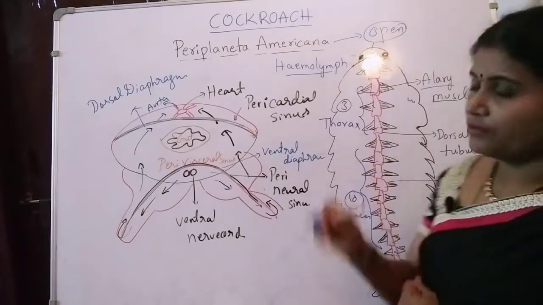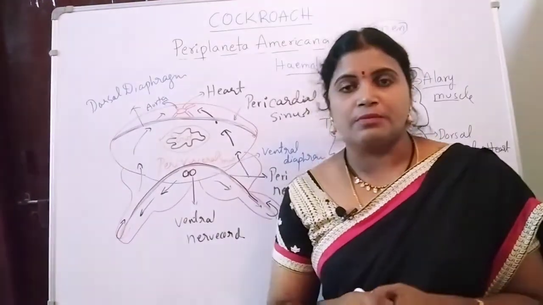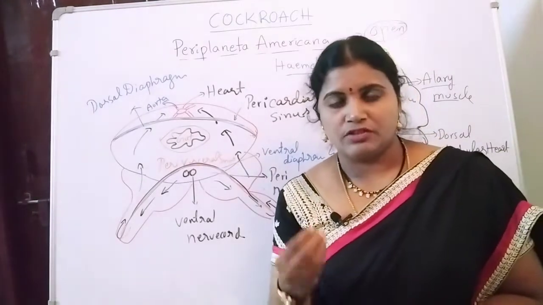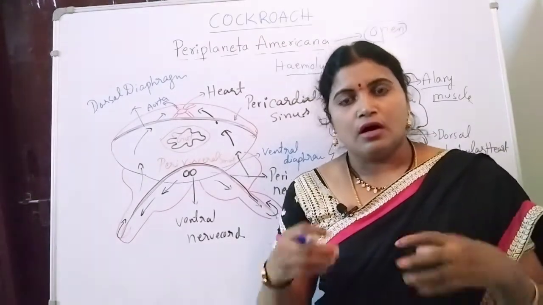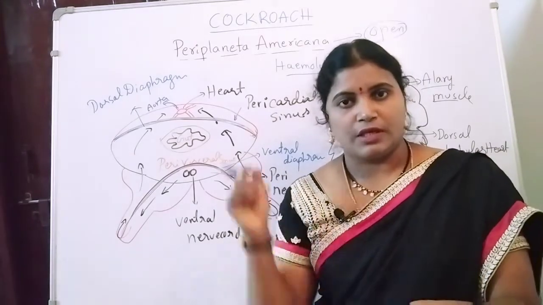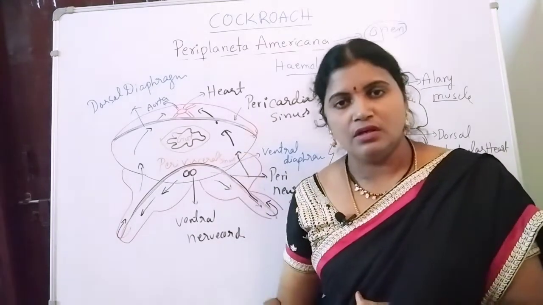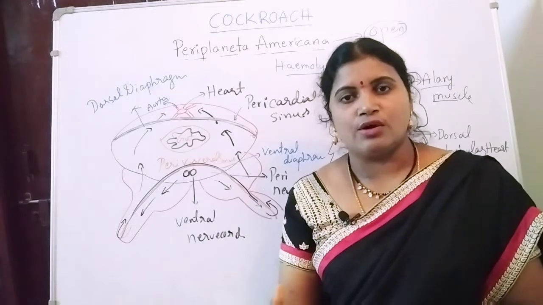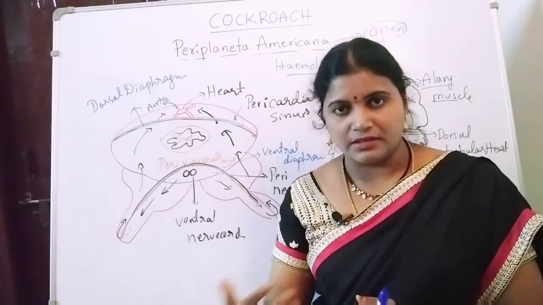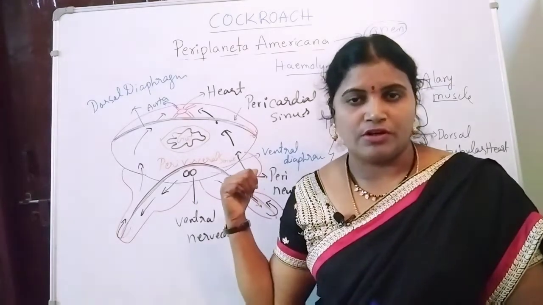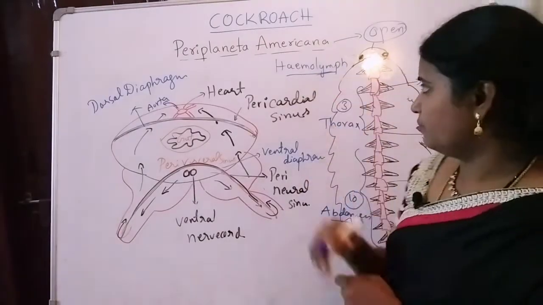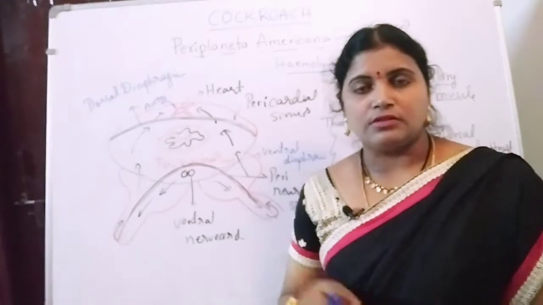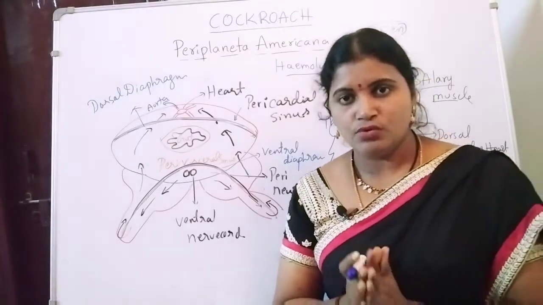So the open type of circulation we can see here. Why? Because of poor development of the blood vessels, they are going to flow the hemolymph directly to the organs. It means these visceral organs are going to be bathed by the body fluids, especially hemolymph, and here the body cavity is known as hemocoel.